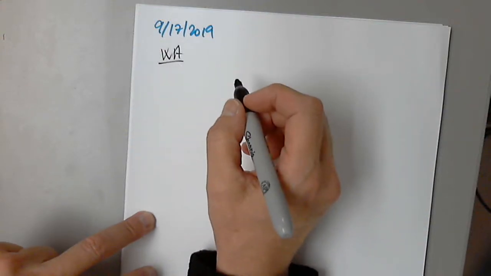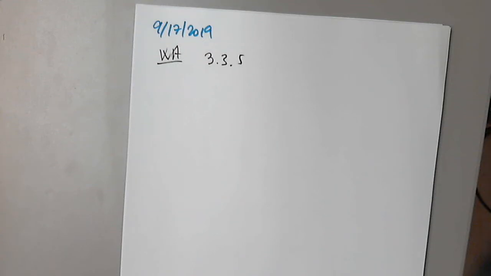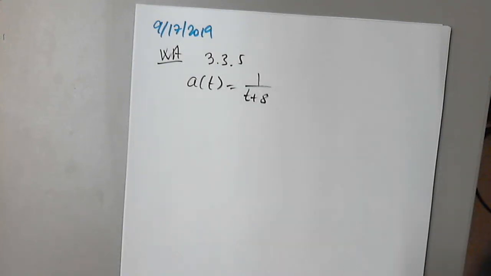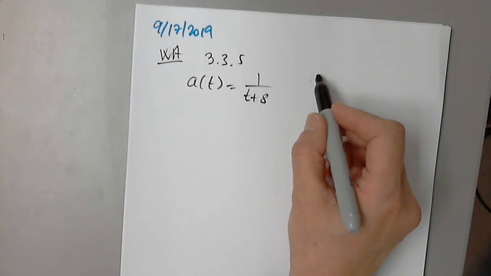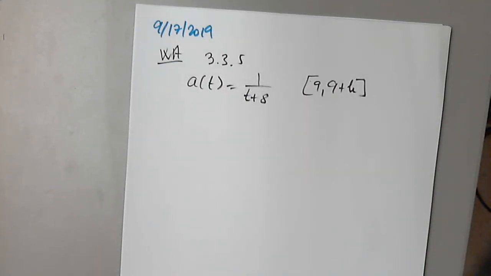And what is it? This is from 3.3, number 5. A of t is equal to 1 over t plus 8 on 9 and 9 plus h. Okay, so the interval is 9, 9 plus h. What was the problem with this situation?